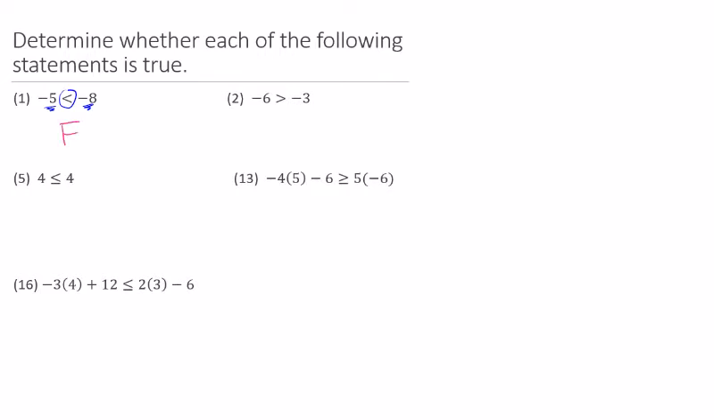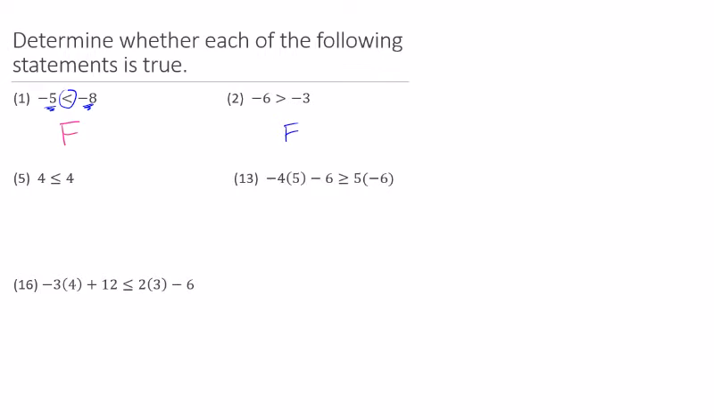Number 2, is -6 greater than -3? The answer is no. -3 is greater than -6. So this would also be false. It's always tricky with negatives.